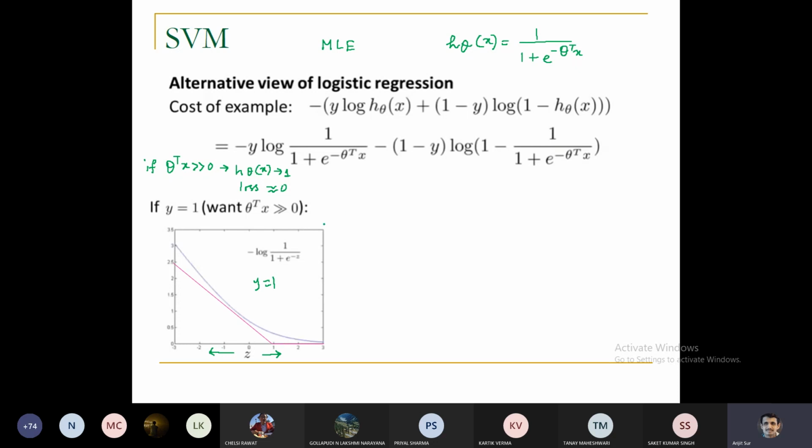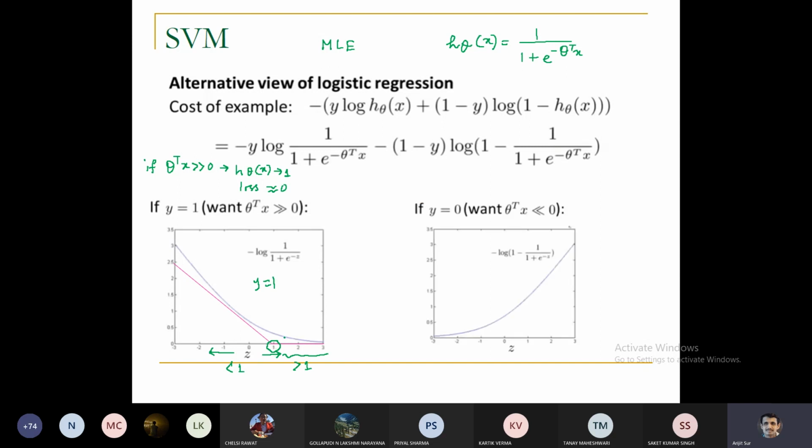Now we can approximate it. This value is 1, and this is a kind of curve. If this curve is approximated with two straight lines, one for greater than 1 and one for less than 1, then if it is less than 1 the cost is increasing, and if it is greater than 1 the cost is decreasing. So we are approximating in this way.